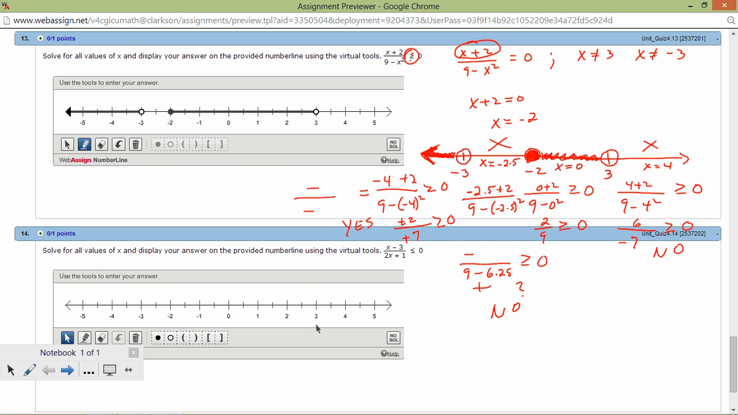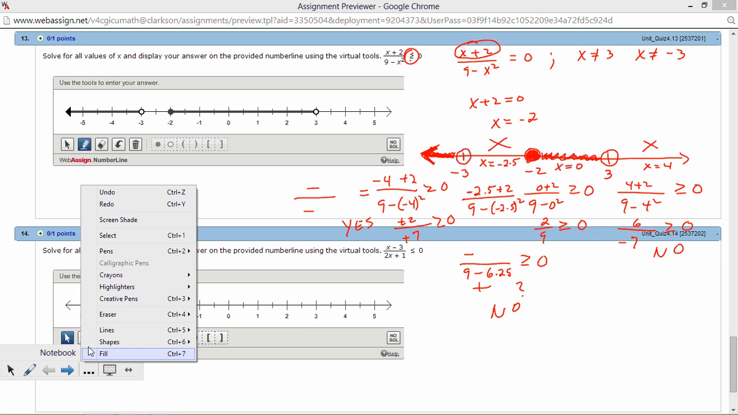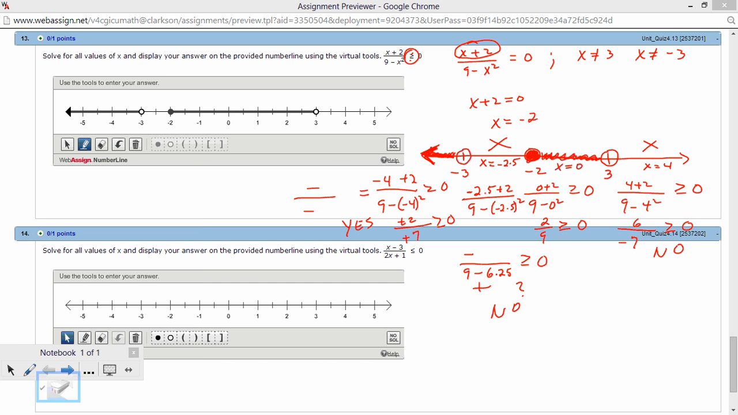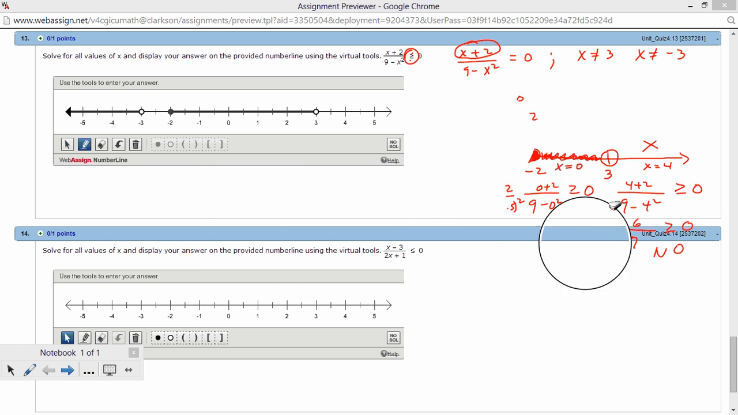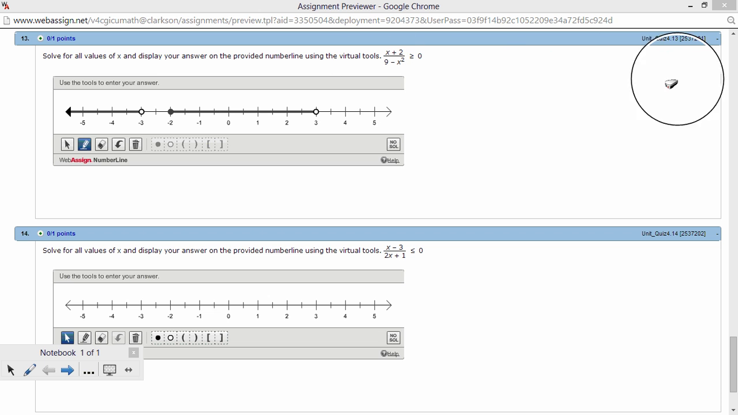And we hope you're getting the idea behind testing these intervals. All right, one more to go, and that's going to be question 14. Very similar to question number 13. And we've got an x minus 3 and a denominator of 2x plus 1. And this time less than or equal to 0. Okay. And again, just think of it as equality for a minute. If you're having trouble with these inequalities, just think of it as equality, right?